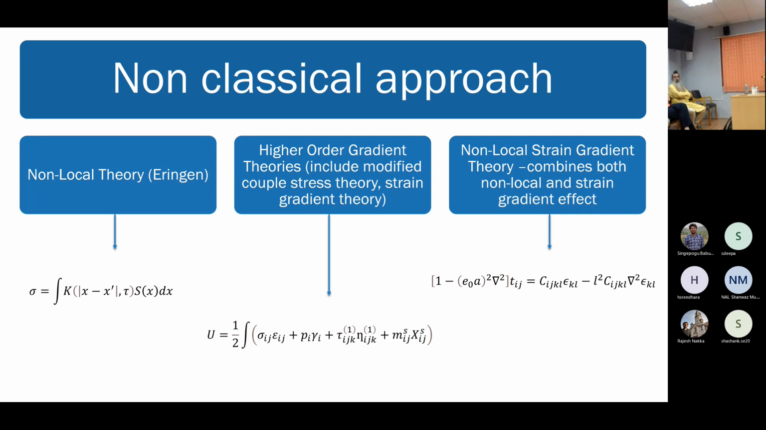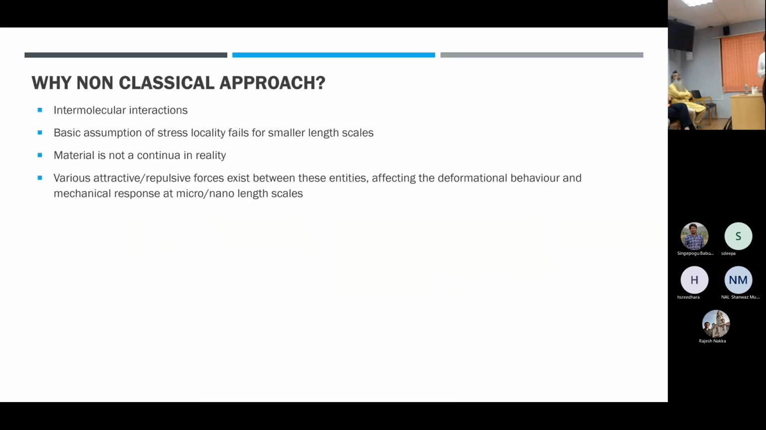And here we have the L, which is the material length scale parameter. And there is the gradient of the strain, which comes from the strain gradient energy expression. So it is seen that by using these theories, now we can get closer to the results at microscale and even nanoscale, to say. So why are we going for a non-classical approach?